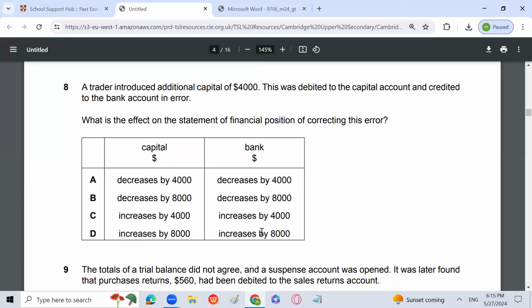A trader introduced additional capital 4,000. This was debited to the capital account and credited to the bank account in error. What is the effect on the statement of financial position of correcting this error? So the entry was bank to capital, but instead of this it was debited to capital and credited to bank, so we have gone for the reverse entry. So now what we are going to do, we will pass the correct entry, bank debit and capital credit with double amount, with 8,000. So bank will be debited, increase by 8,000 and capital will increase by 8,000. So D is the answer. Both increase, bank increase and capital will also increase.